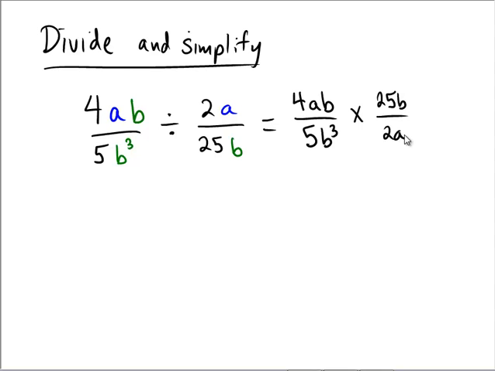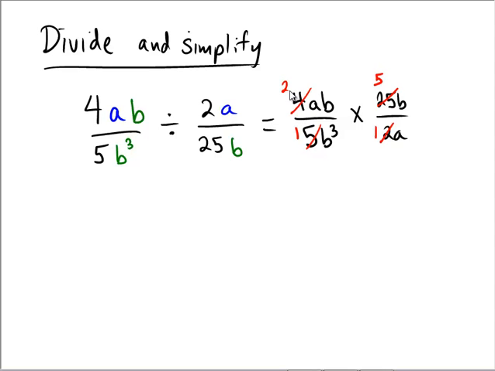Okay, now in order to reduce, we're going to reduce from top to bottom similar terms. So notice that 25 and 5 have a common factor of 5. 5 divided by 5 is 1, 25 divided by 5 is 5. Similarly, 4 and 2 have a common factor of 2. So I'll divide this by 2 to yield 1, and I'll divide the 4 by 2 to yield 2.